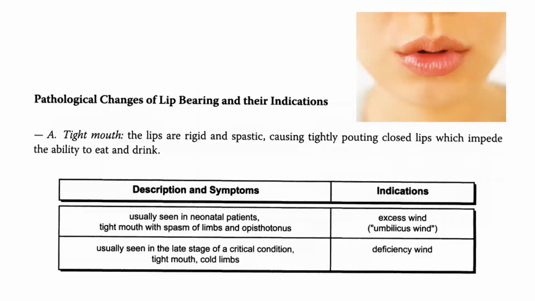So the pathological changes of bearing and their indication. So we have tight mouth. Here, the lips are rigid and spastic, causing tightly pouting closed lips which impede the ability to eat and drink. If it's usually seen in neonatal patients, tight mouth with spasms of limbs and opisthotonus, this is an indication of excess wind, as in umbilicus wind. If it's usually seen in the late stages of a critical condition with tight mouth and cold limbs, it's a deficiency wind condition.